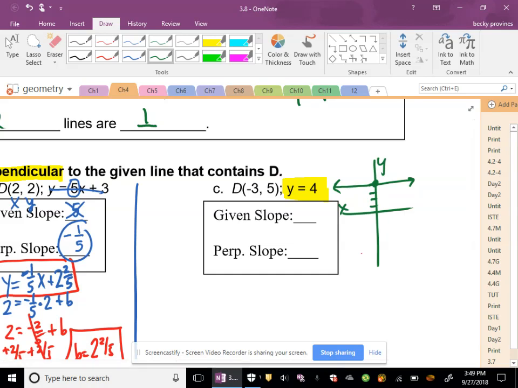So what's perpendicular to a horizontal line? It would be a line that goes straight up and down. So the current slope is a 0, and the perpendicular slope would be undefined. Now, the point that they give us is at -3, 5. 1, 2, 3, 4, 5. And it's supposed to be perpendicular. So that's the line we need to graph.